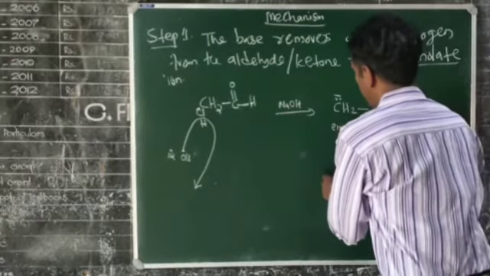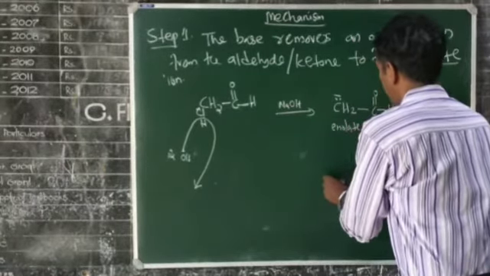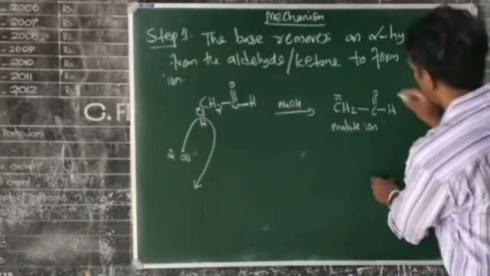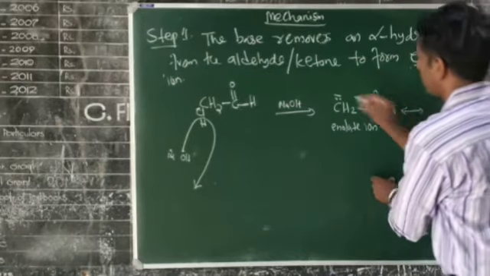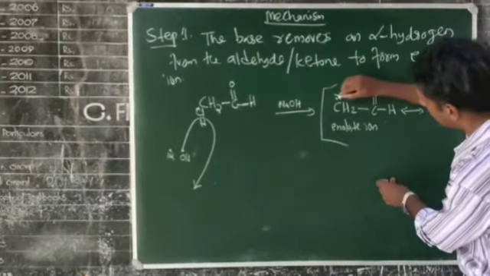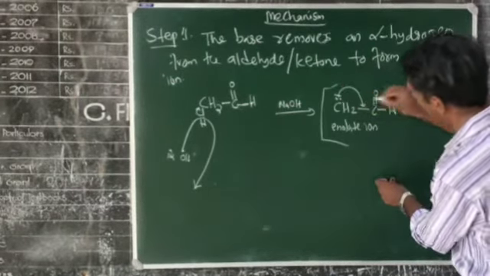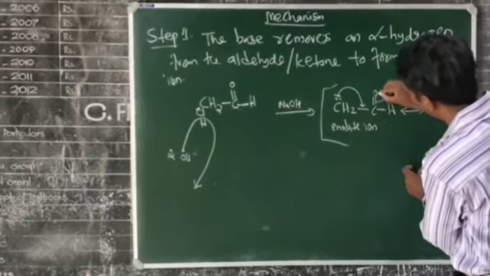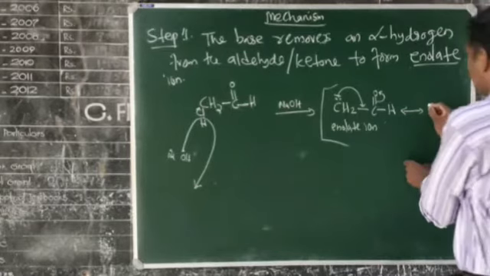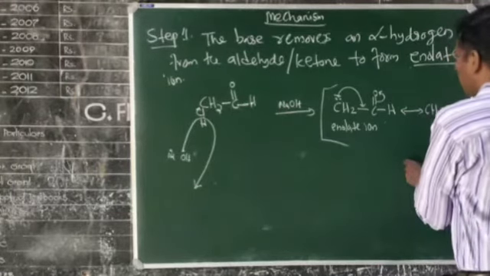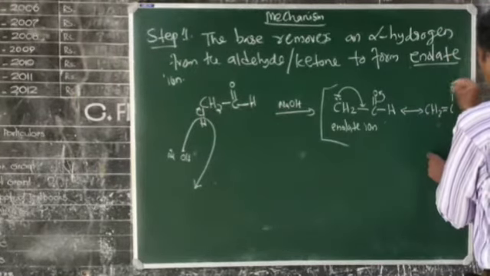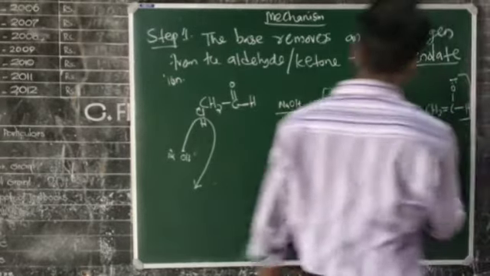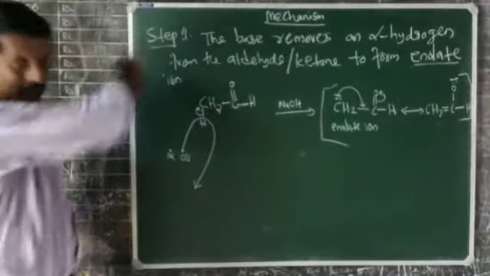This is what is called enolate ion. This we have studied. Now this enolate ion will be stabilized by resonance. How will it be stabilized? This pair of electrons will be shifted to here, so here it will become a double bond. At that time the double bond will be shifted to oxygen. So what we get is CH2 double bond C, here it is O minus, and here it is H. This is the resonance stabilization of enolate ion.